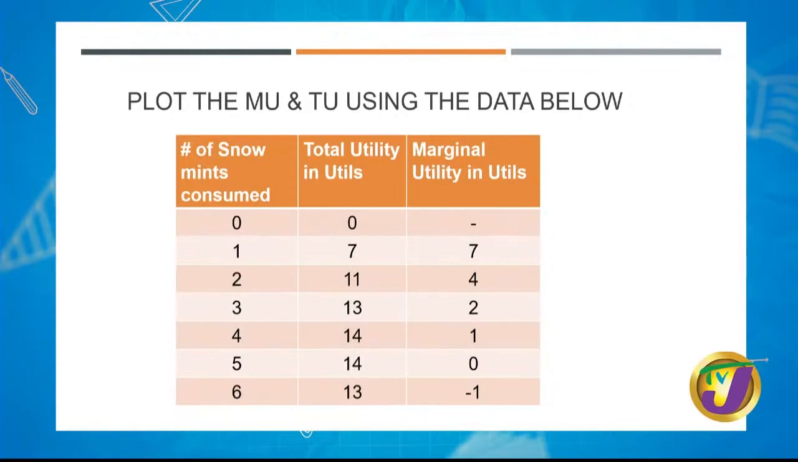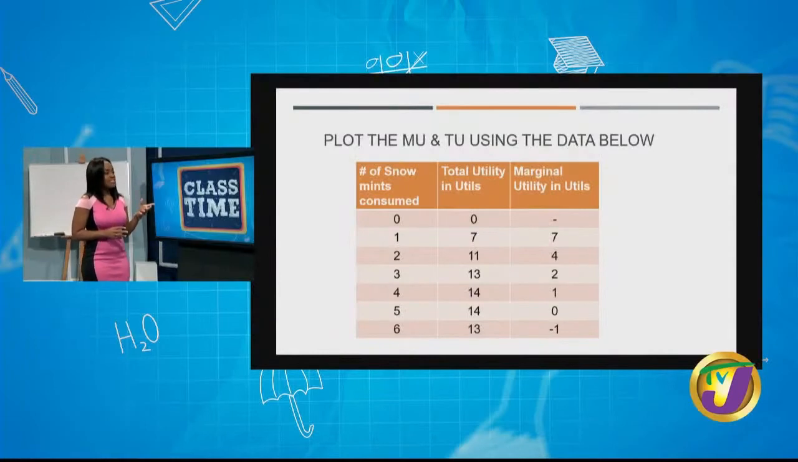And then the total utilities related to those different numbers I mentioned are 0, 7, 11, 13, 14, 14, and then 13. The marginal utility, the first space is blank because you get no utility if you consume nothing. And then it's 7, 4, 2, 1, 0, and negative 1. What we're seeing in this table is that as the consumer consumes more of the good, the total utility is increasing. And we notice that the marginal utility is decreasing.